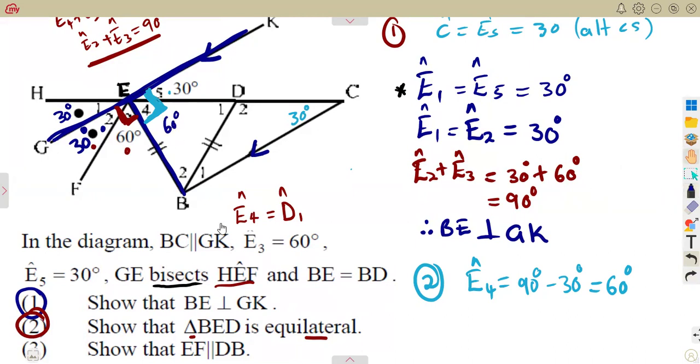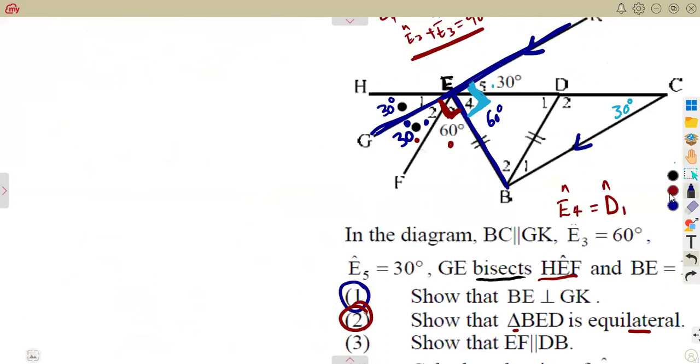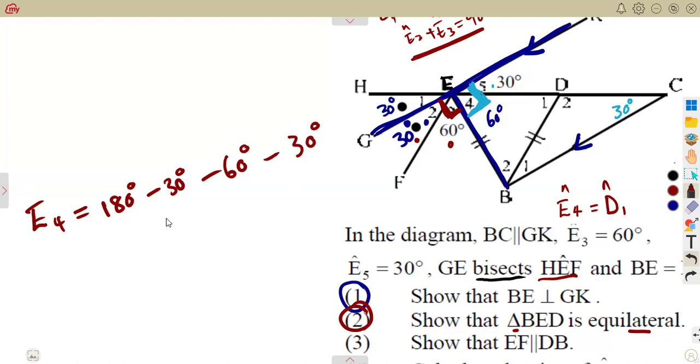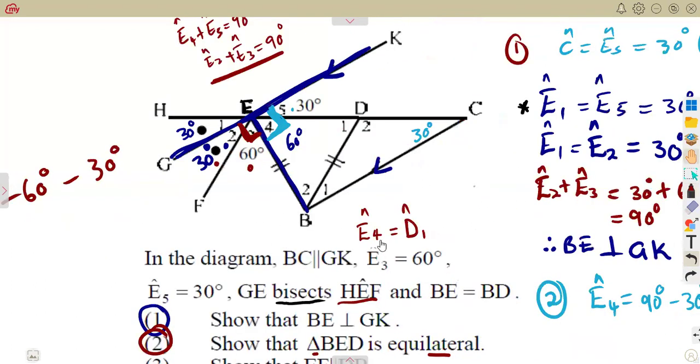Or you could have calculated E4 from angles on a straight line. We consider a straight line and subtract all these angles on it. We subtract the 30 degrees, which is E2. We subtract the 60 degrees, which is E3. We also subtract the 30 degrees on the other hand. That is removing the angles that are on a straight line. That was still going to give us the same 60 degrees. There are so many ways that you could have calculated this.